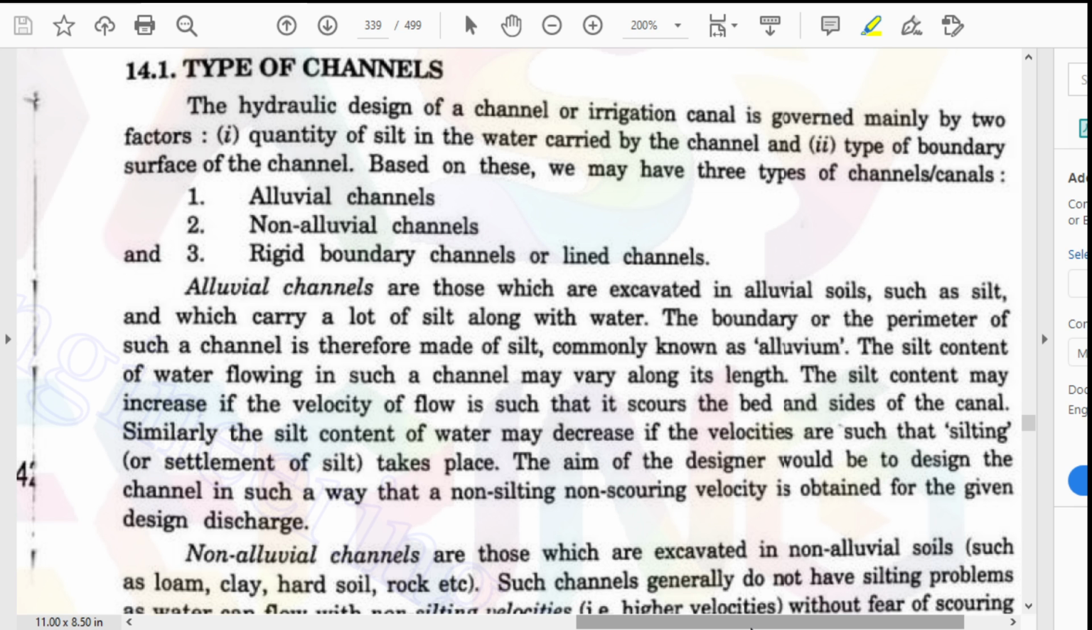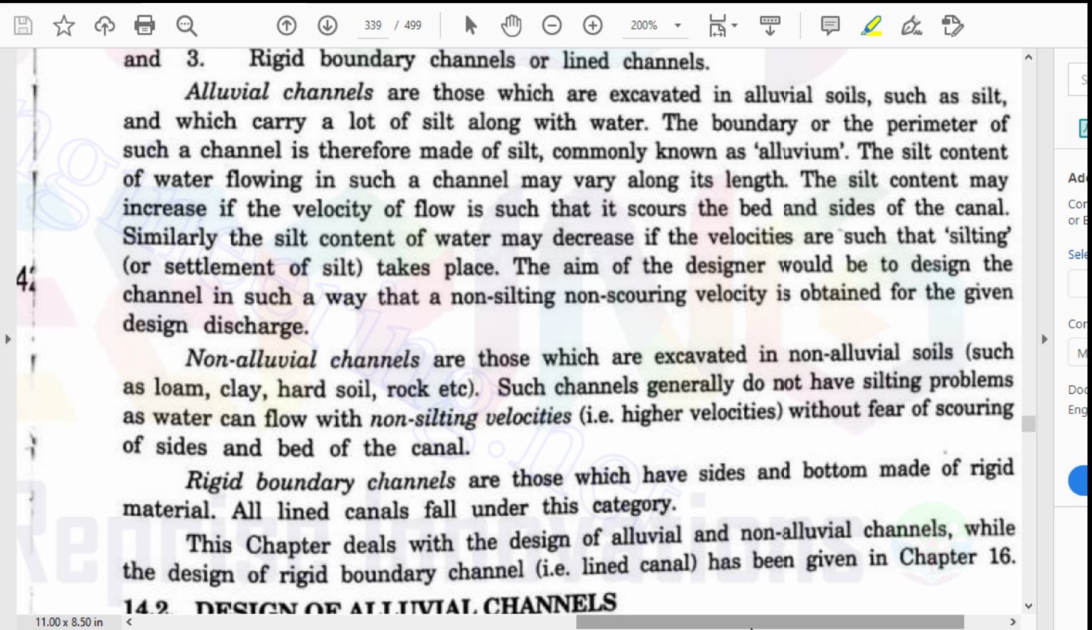Now the non-alluvial channels. I hope you understand the alluvial channels: alluvial channels are those which are excavated in alluvial soils, okay. Similarly, the non-alluvial channels are those which are excavated in non-alluvial soils, such as loam, clay, hard soil or rock, okay.